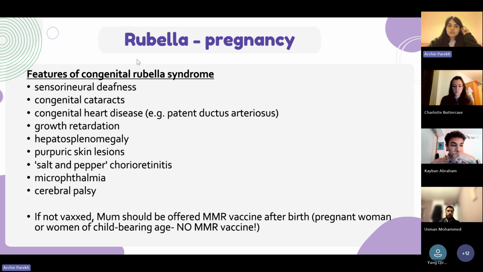I don't know a good mnemonic to remember all of this, but just remember if there's an infant with lots and lots of different things going on with their eyes, with their ears, with their heart, and they've got a rash, then think of congenital rubella syndrome as a differential. If the mother is not already vaccinated, the mom should be offered the MMR vaccine after birth. However, if the mother is pregnant, do not vaccinate her, because the MMR vaccine is a live vaccine, and you do not give any live vaccines during pregnancy.